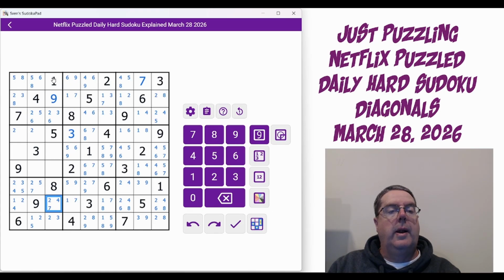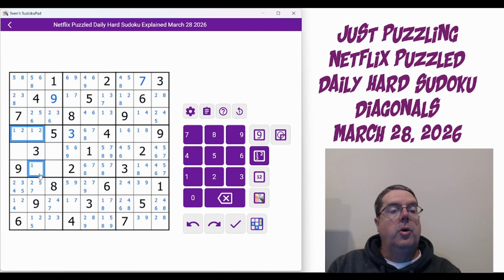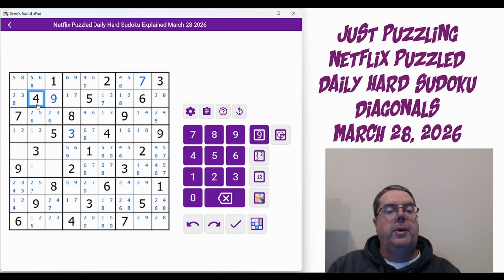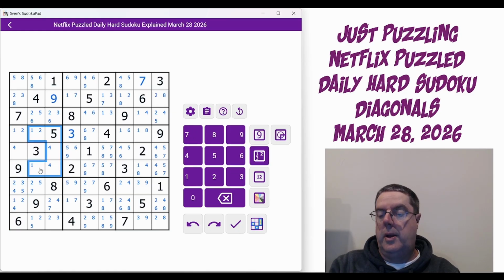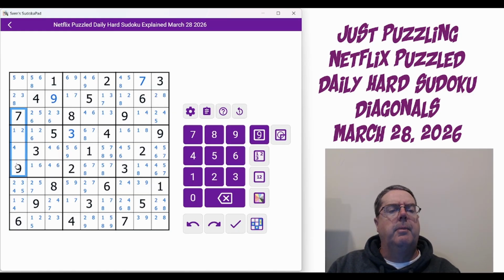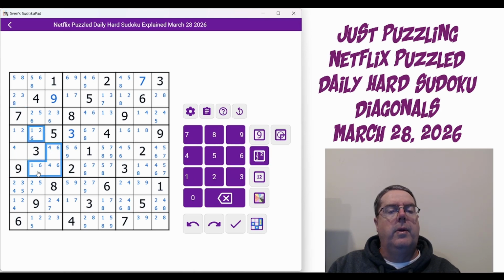Okay, so 1 comes down here, 1 comes across here, so 1 is one of these. 2's done, 3's done, 4 comes down here, 4 comes across here, so 4 is one of these. 5, 6. 6 comes up here, so 6 is one of these. 7 comes down here, 7 will be one of these. 8 comes up here, so 8 is one of these.